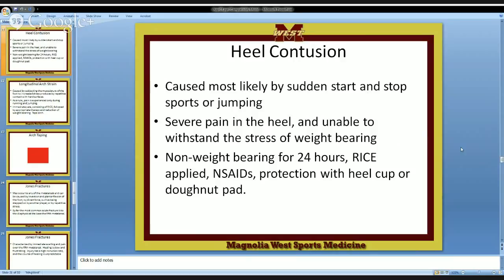Now, a donut pad is not actually something you buy from Shipley's. Okay? No, it's not a donut. Like a big pillow.